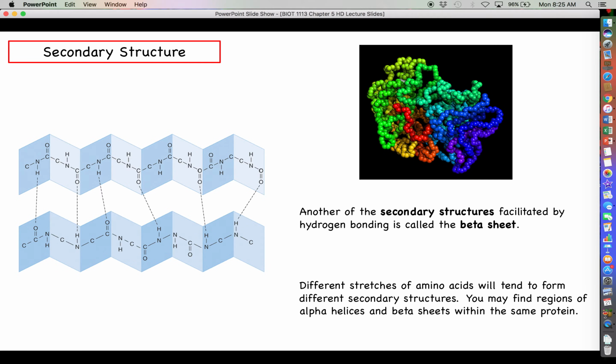So what we're going to find out is that different stretches of amino acids within a whole protein are going to tend to form different secondary structures. So the idea there is that within a big protein, you may find certain regions that like to form alpha helices and certain regions that like to form beta sheets. And you'll find that all within the same protein. It's just going to depend on which amino acids you happen to find there.